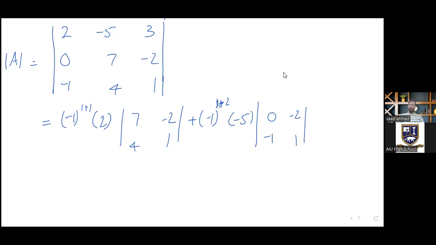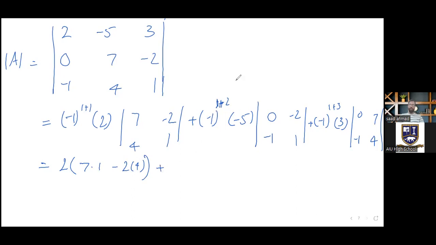And then again the first row, third column, and the entry here on the first row, third column is 3. And then we skip the first row and the third column. So once we skip, we will get 0, -1, 7, 4. We saw before how we can expand these 2 by 2 determinants. So this will become positive. So 2 times 7 times 1 minus 2 times 4.